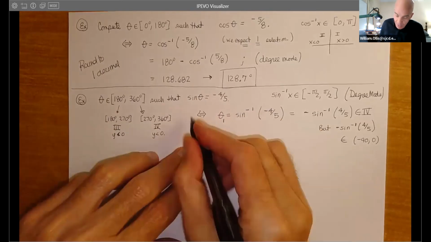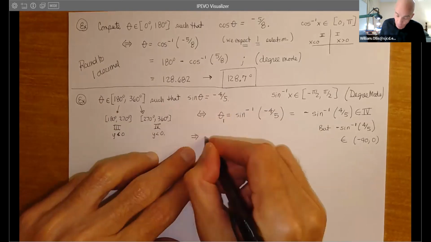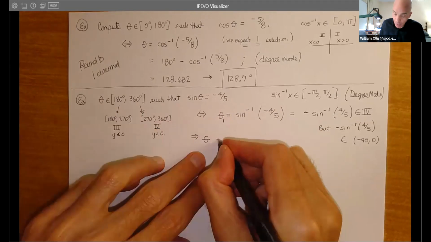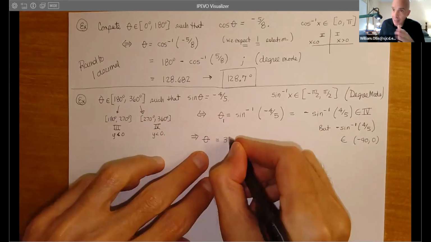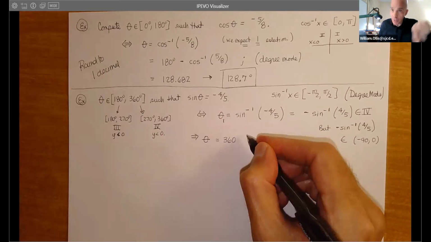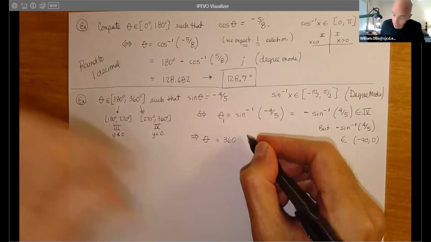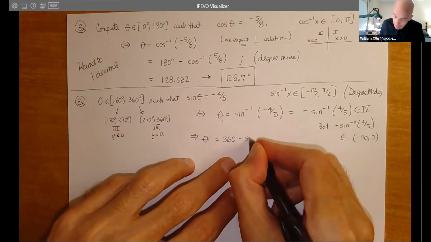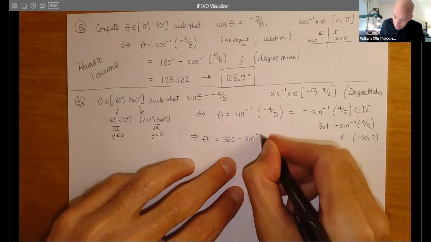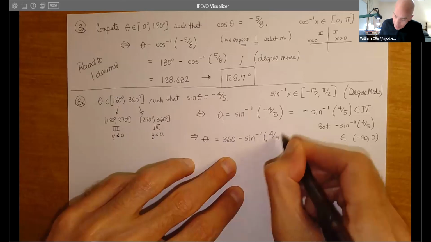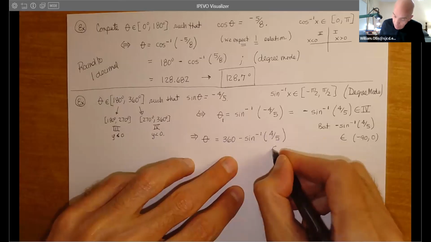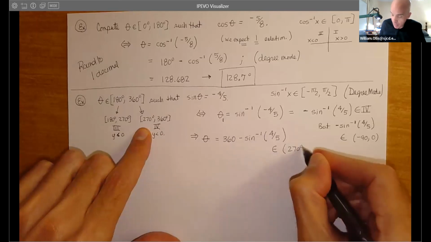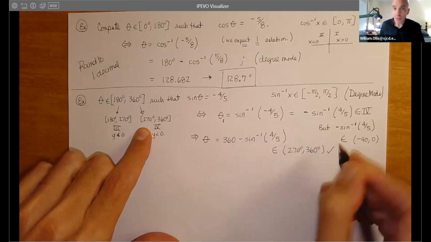So this implies that the actual theta that lives here will be 360 degrees, add to make the coterminal, but to put it into the positive realm, minus this guy. And now this lives where we want it to, between 270 and 360. So that's a check there.